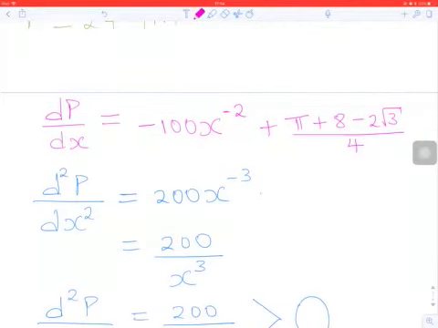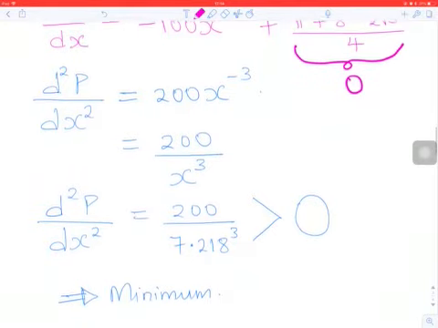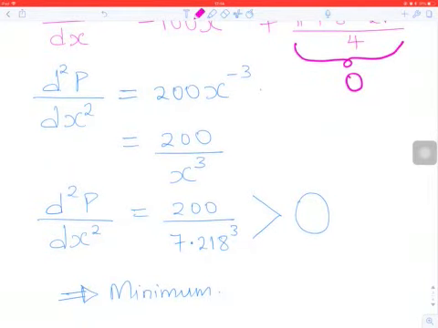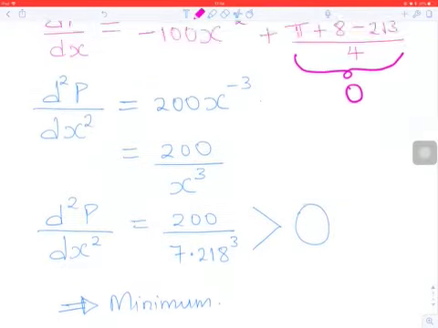And to check if that's the correct minimum value, you differentiate the second time. It gives you power to the front, minus 2 times minus 100, which gives you 200, x to the minus 3. Differentiating the number gives you 0, because there's no x. Now you have 200 over x cubed. If you substitute the value for x, 7.218, the d squared P over dx squared will give you a number bigger than 0. So you conclude it's a minimum value.